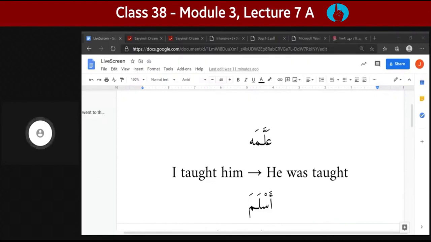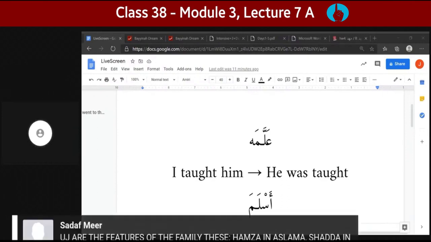Sadaf, that's a good start. Let me pin that so everybody can see it. The features of the families: Hamza in Aslama, Shadda in Allama, and the Alif in Jahada. This is a good kind of intro to it. There are other smaller things, but these are the main features of each family.